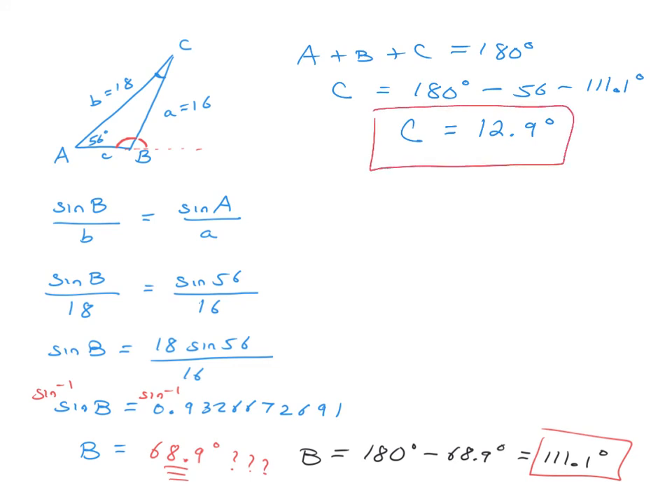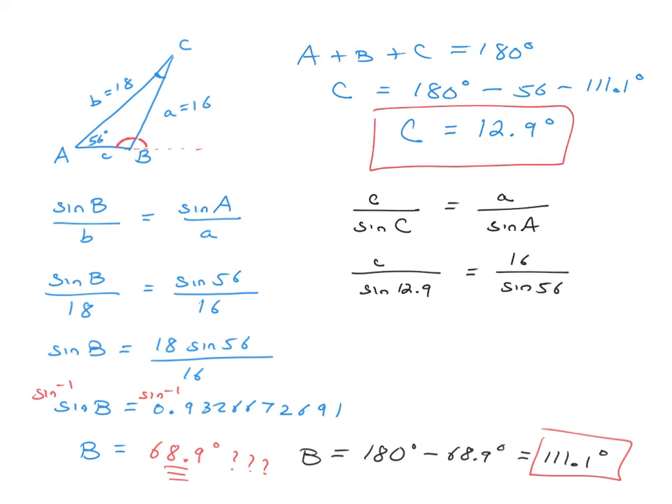And the only thing we don't know is the length of side C, but we can use the same exact law of sines to solve for it. C over sine of C is equal to, let's say, A over sine of A. The only thing I don't know is lowercase c, but c over sine of 12.9 is equal to 16 over sine of 56. I'll multiply this to the other side of my equation. That is, c is equal to 16 times sine of 12.9, all divided by sine of 56.